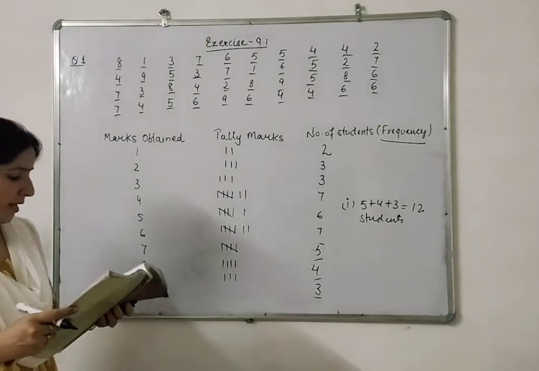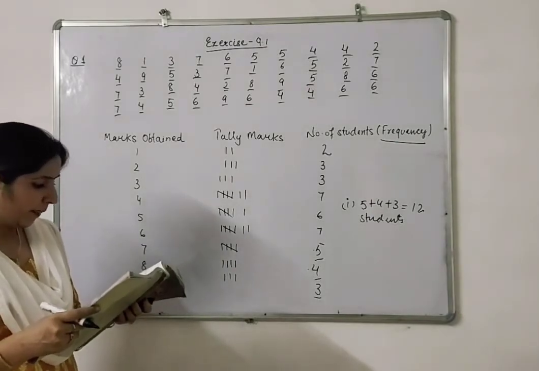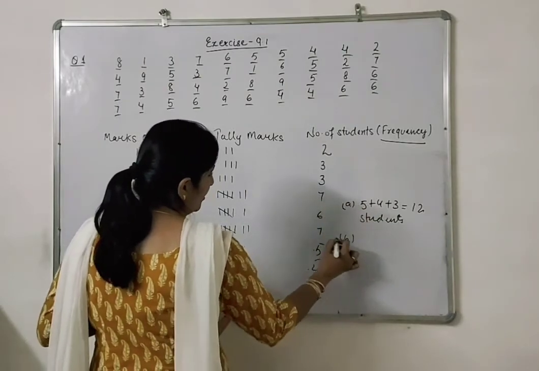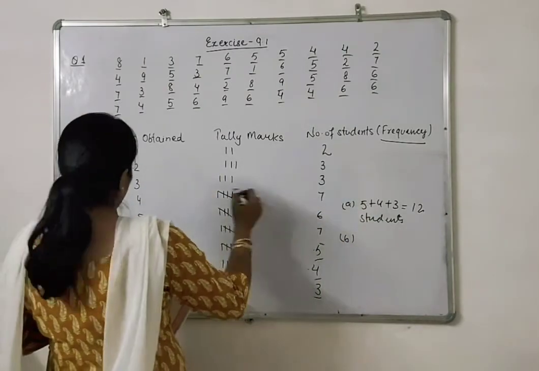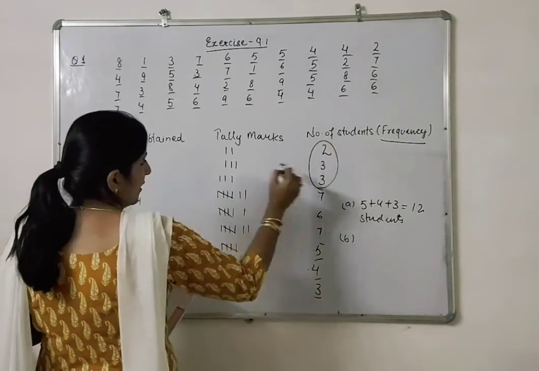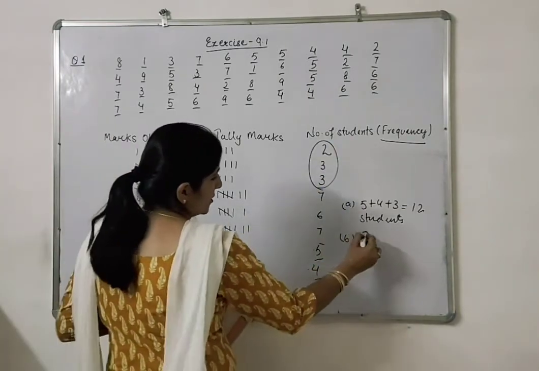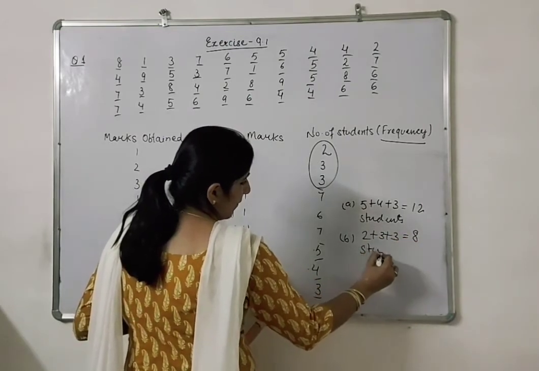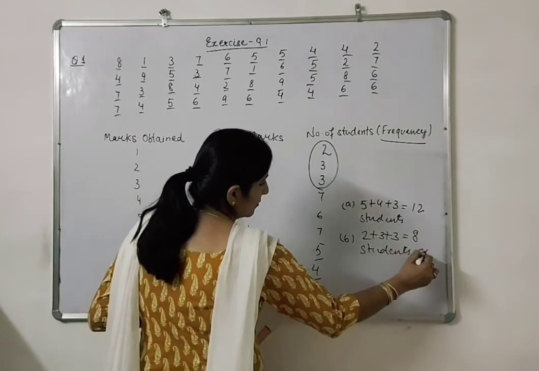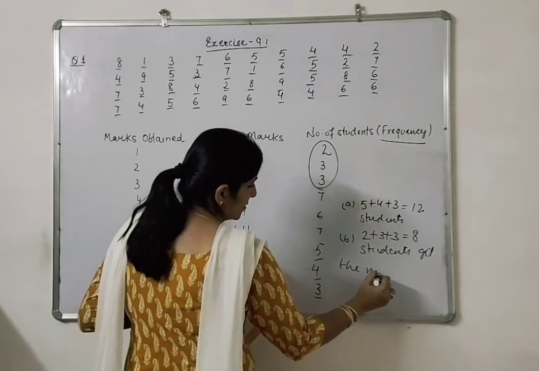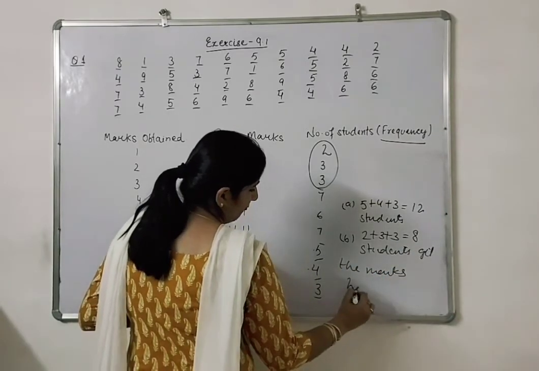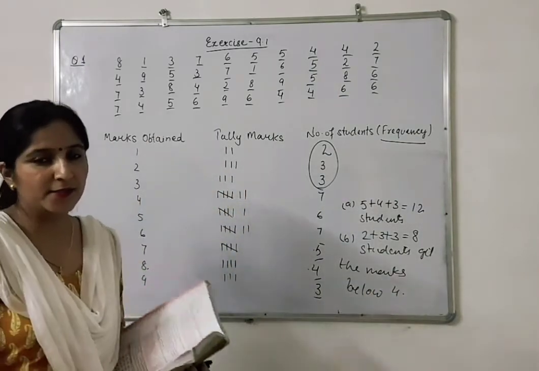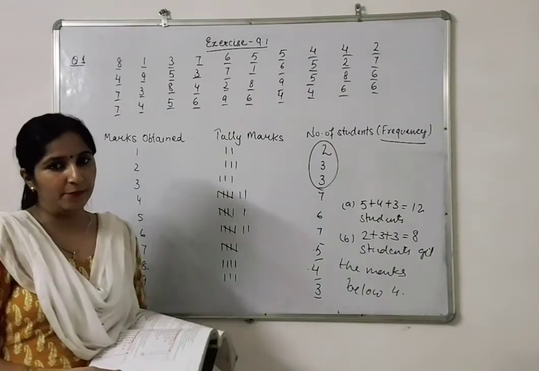The second part is, how many students obtain marks below 4. So below 4, how many students? These students are getting marks below 4. So this is 2 plus 3 plus 3. So that is 8 students who get marks below 4. Fine. So in this way we can write our answers based on this table.